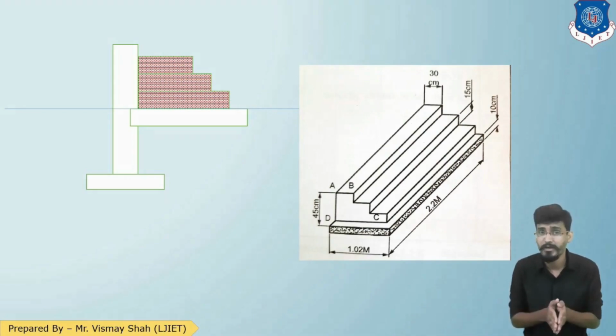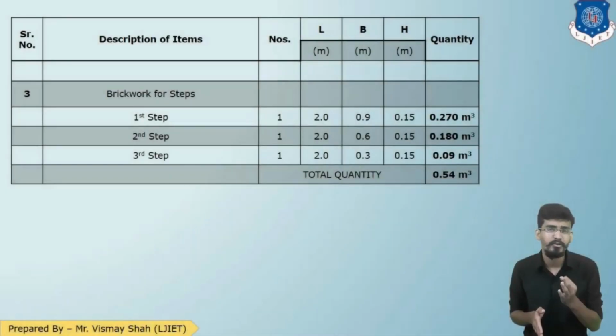So now let us calculate the quantity. As you can see, there are 3 steps: first, second and third. The length will be 2 meter. For the bottommost step, 0.9 width, and height is the riser. Then 0.6 into 0.15. Then 0.3 into 0.15. That is how we'll get the quantity of brickwork as 0.54 cubic meter. I hope we are clear about the concept of the center line method.